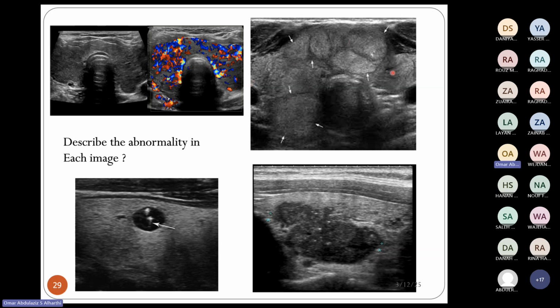Okay, so this is the trachea, just to orient you. So all these are multiple nodules, multiple nodules or multinodular goiter. Okay, this one. Stone. We don't usually get stones in the thyroid. These are all thyroid images.